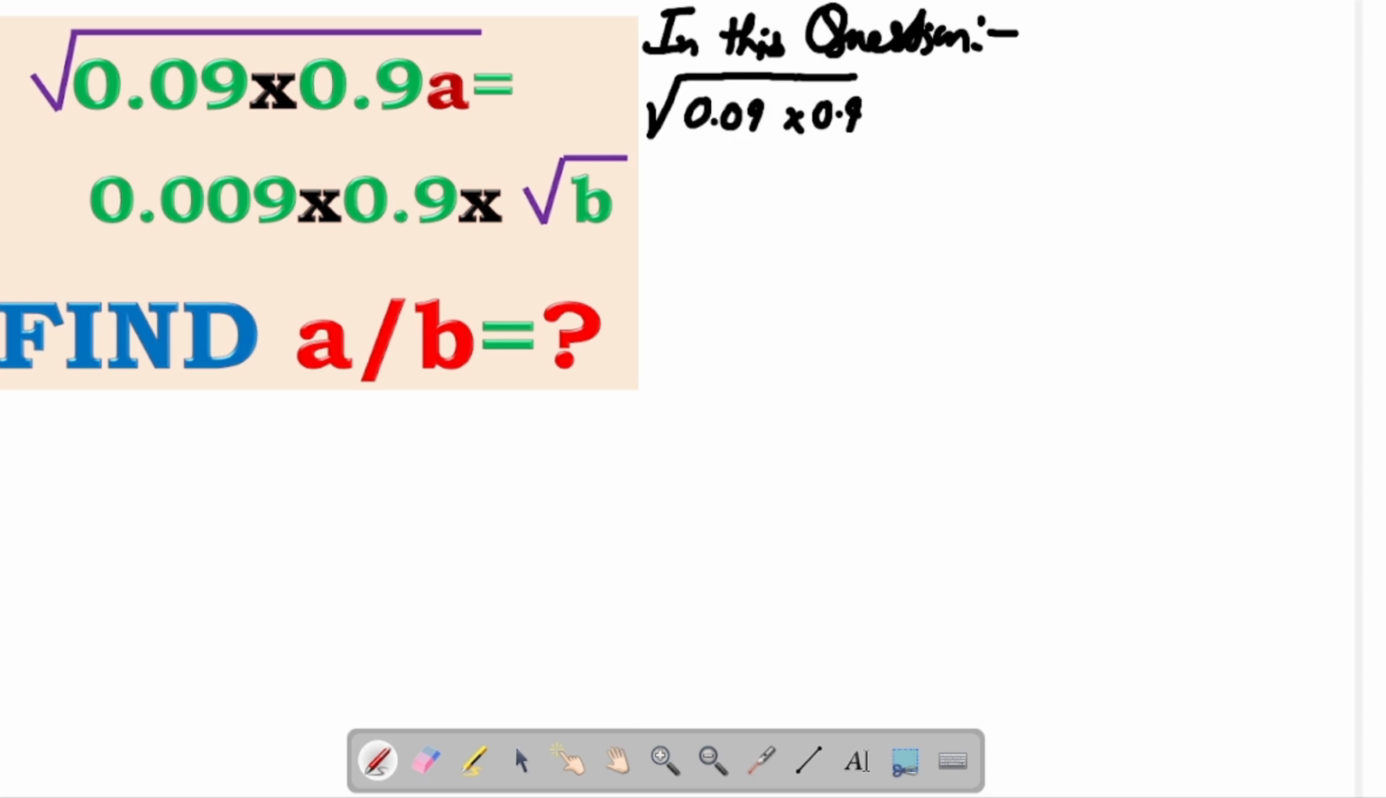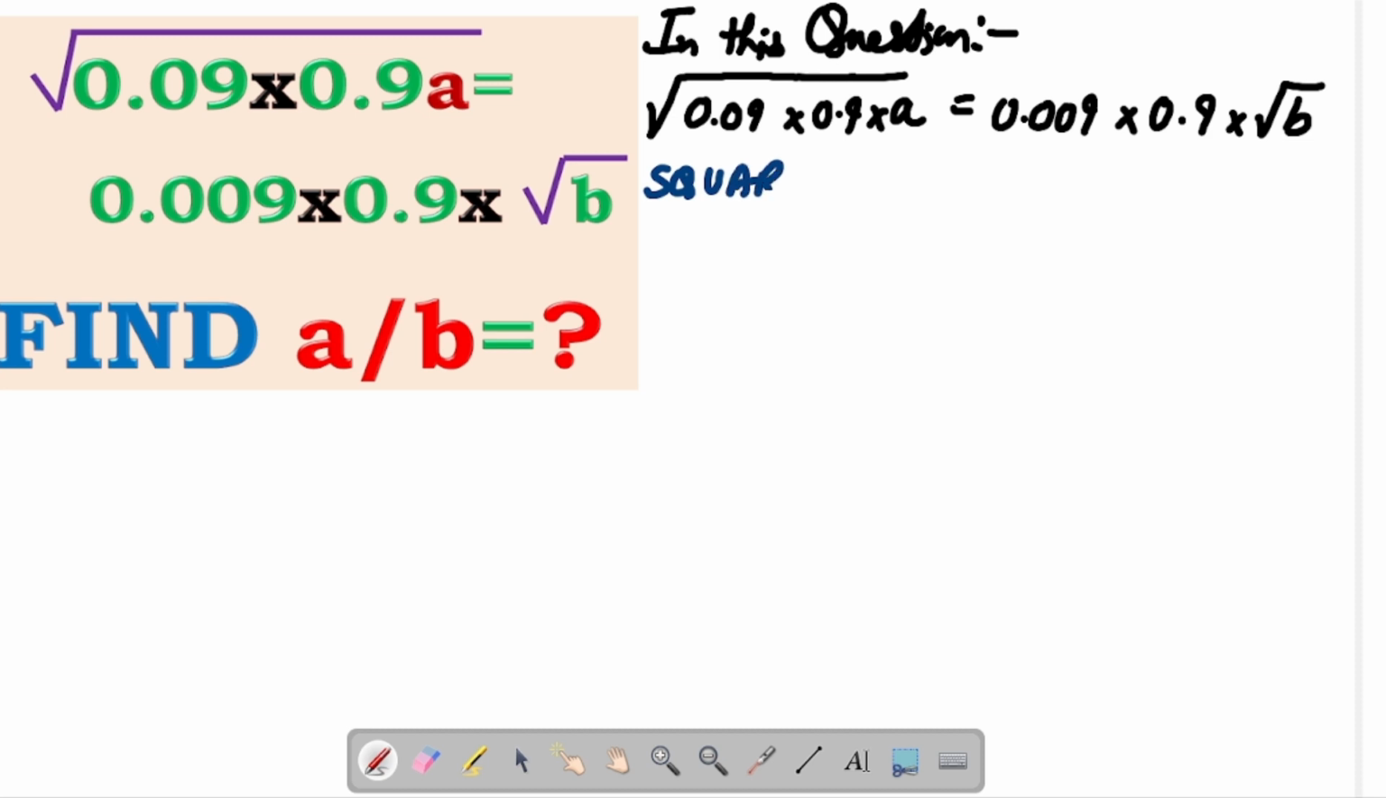So in this question it's given that root over of 0.09 into 0.9a is equal to 0.009 into 0.9 into root b, right? This is the question which we are having with us now. Since we need to find the value of a by b, we will square both the sides, that is, square both the LHS and RHS.